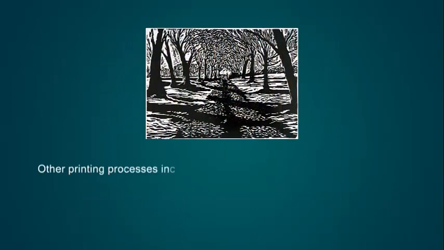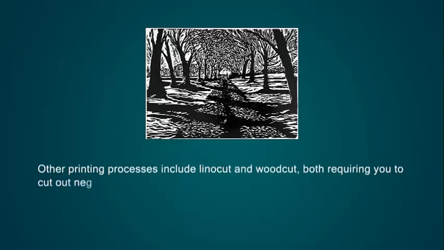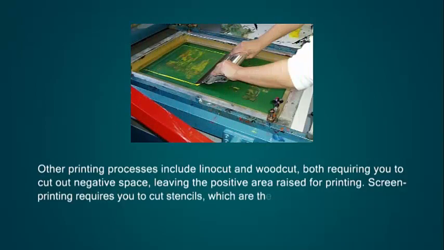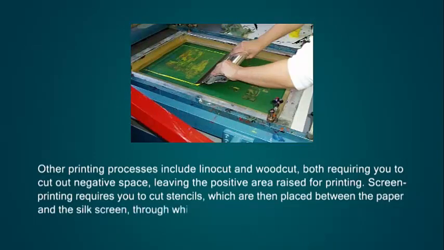Other printing processes include linocut and woodcut, both requiring you to cut out negative space, leaving the positive area raised for printing. Screen printing requires you to cut stencils, which are then placed between the paper and the silk screen, through which ink is then drawn.